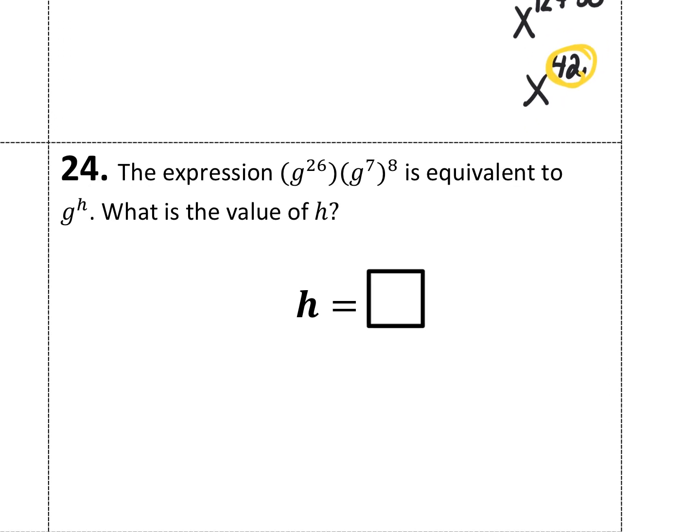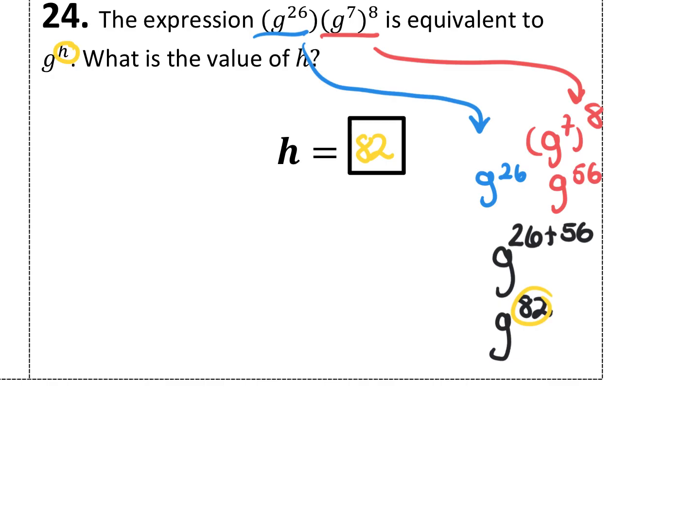Go ahead and pause the video, and then you can try this one because it's much like 23. So first I have to clean up my red piece, which becomes g to the 56th, and then I have to drop down my blue piece, the g to the 26th. Now you add those. There'd be 26 blue g's and 56 red g's, and altogether that would make 82 g's, and then they only want the power, so 82.